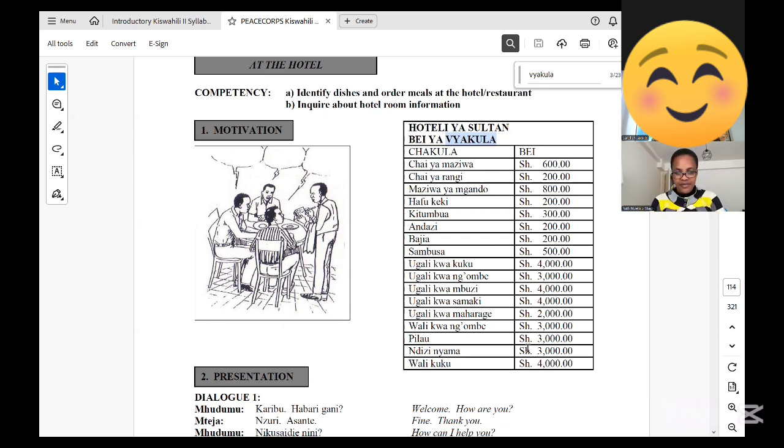Chakula, chai ya maziwa, shilingi mia sita. Good. Chai ya maziwa means what? Tea with milk? Yeah, actually, literally tea milk. But then, unaona majani ya chai, the tea leaves that I told you about. Instead of using water to make this tea, you make hot water and then you put the tea and you are good to go. That is tea. But chai ya maziwa, instead of water, you use the maziwa.